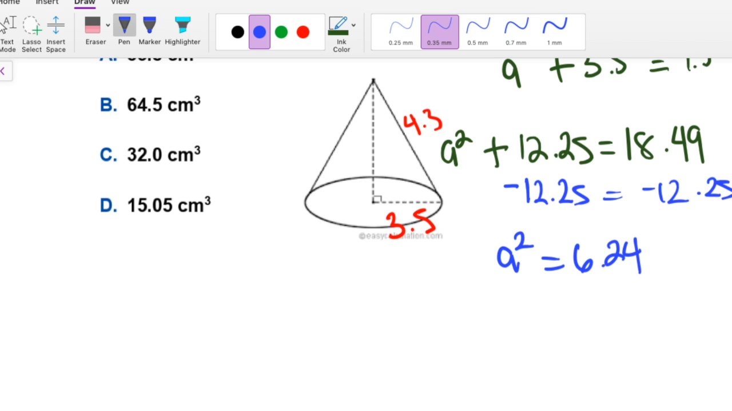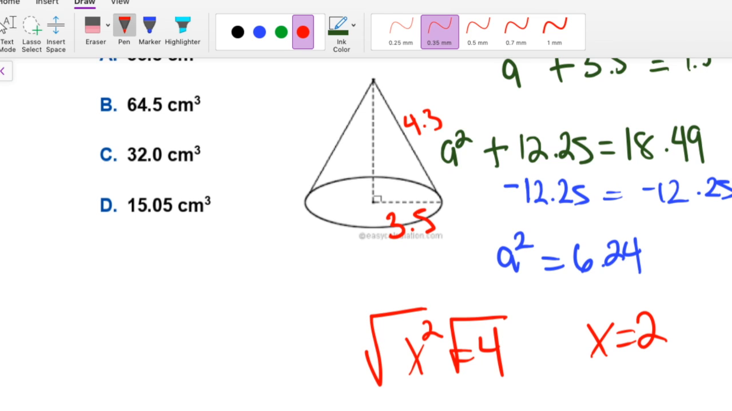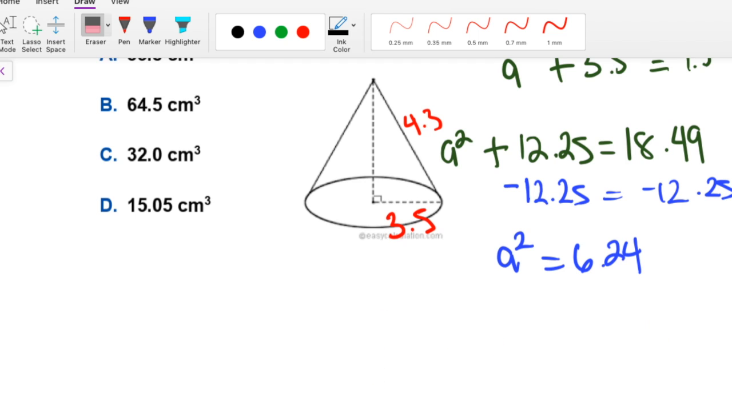Alright, so now what do we do? Just in case this is scary, if we see x squared equals 4, what do we do? We square root, and then we get x equals 2. So we do the exact same thing. Don't let this a squared throw you off. Don't let the 6.24 intimidate you. I know it can be frustrating just seeing terms that we're not necessarily used to seeing.